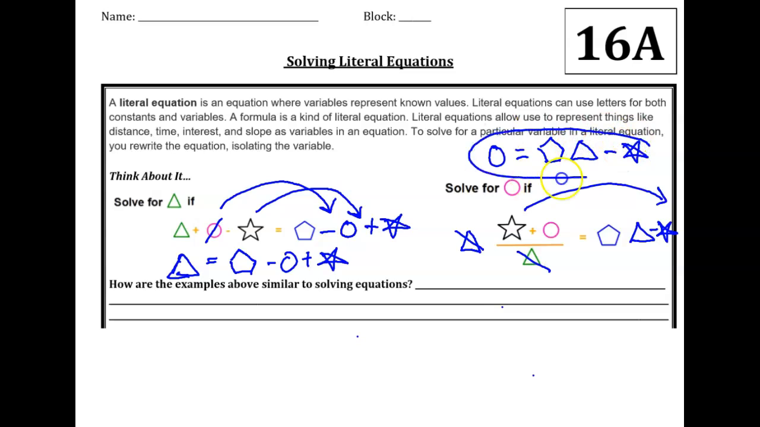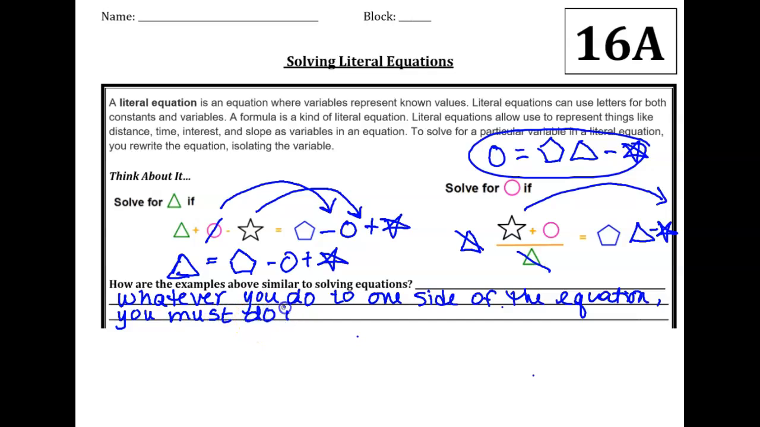That's kind of confusing with the symbols, but how are the above examples similar to solving equations? It's just the golden rule of algebra. Whatever you do to one side of the equation, you must do to the other. When we start to actually do some of these, they will seem easier.